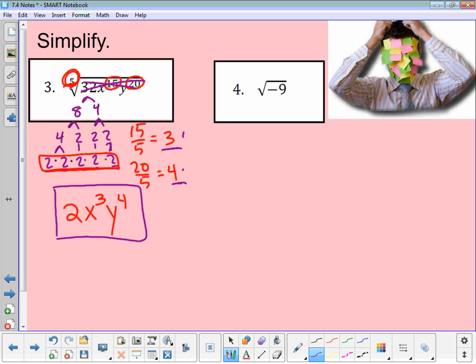Last example that we'll talk about in our video today, in number 4, easy one. This is the square root of a negative number. And if we're only looking at real roots, I have no real root here, so no real solution.